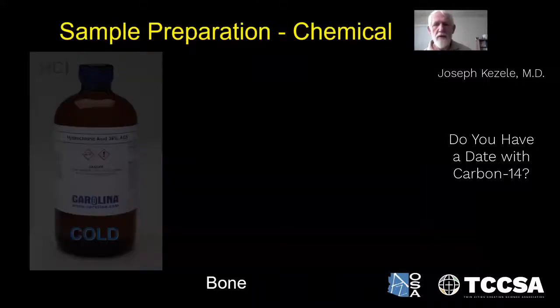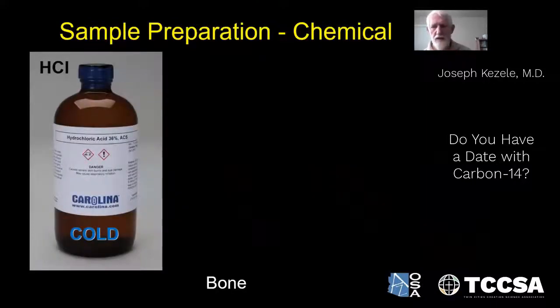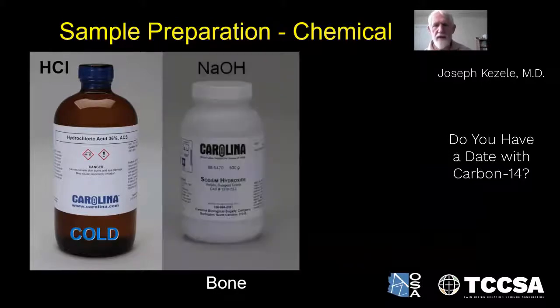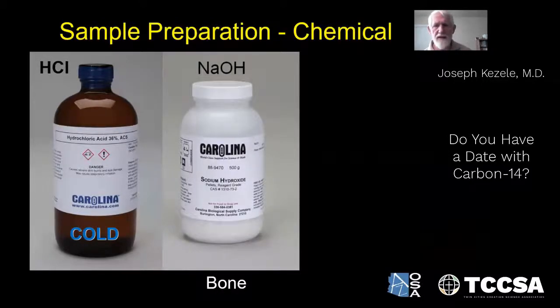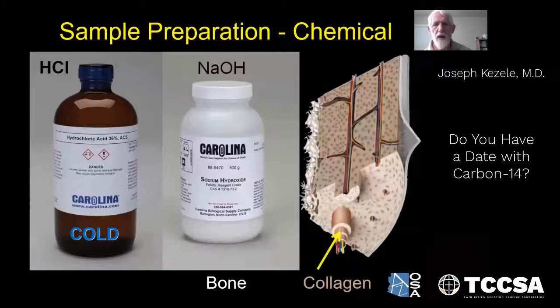For bone, it's cold hydrochloric acid, then the sodium hydroxide, the base, and then a repeat with acid, and then the collagen is exposed. So that is really what is being used, because remember that bone is a double matrix. It's a protein matrix, and collagen is the main protein, but it's also a mineral matrix of what's called hydroxyapatite, calcium and phosphate and oxygen.